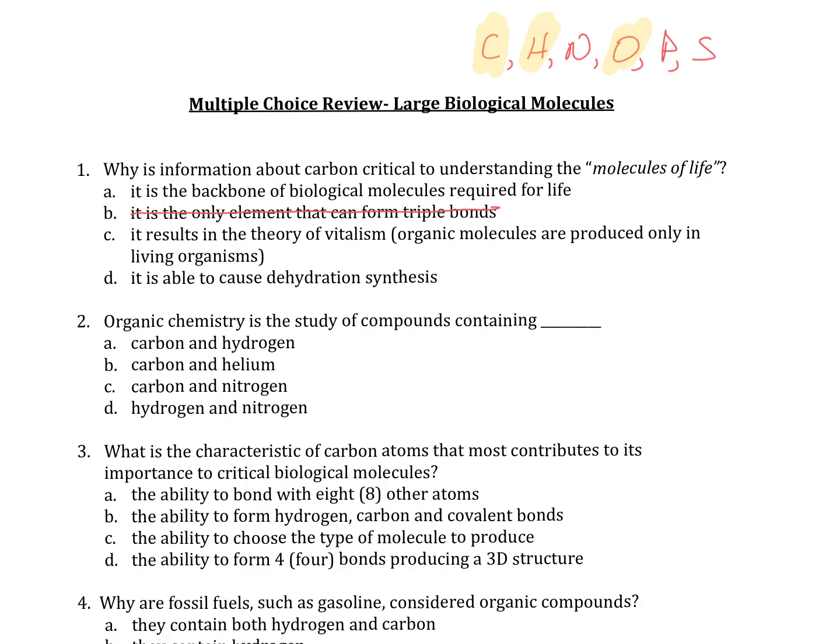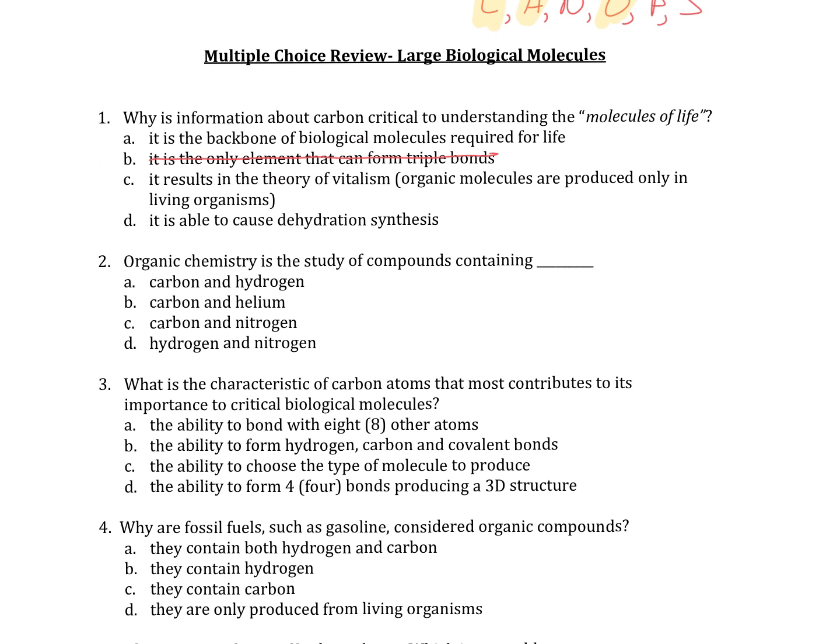So this B should not have been even in your wheelhouse. It's the result of vitalism. We haven't talked about vitalism. This is obviously a distractor. So if you chose that one, I guess I'd have to ask why you chose it.